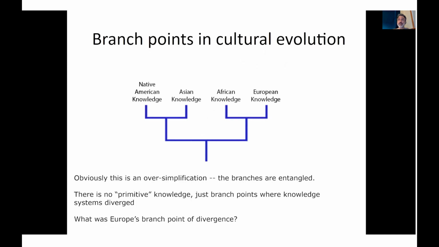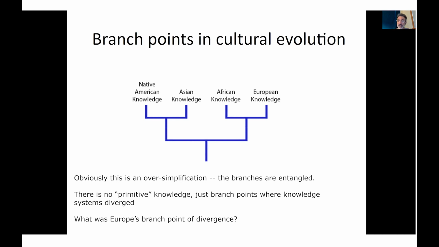So when we think about the diversity of knowledge systems in different cultures, we have to bring the same lens to it, right? It's not that one is primitive knowledge and one is advanced knowledge. These are just different branch points, different ways of looking at the world and accumulating different kinds of technical practices and solutions and questions. So obviously that's an oversimplification. These branches got entangled. But it's important to realize that biologists look at biological evolution this way. There's no primitive organism and advanced organism. There's just branch points and things adapting to their niche in whatever way is best.